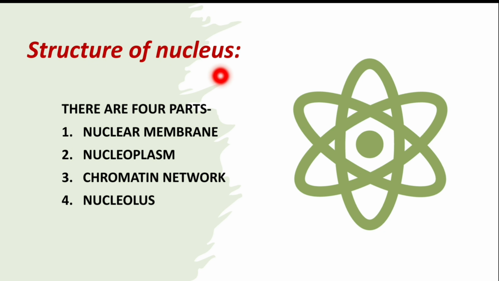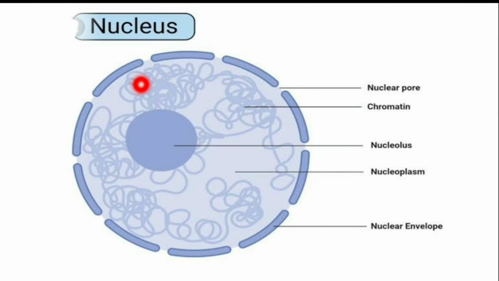Structure of nucleus. There are four parts in the nucleus: nuclear membrane, nucleoplasm, chromatin network, and nucleolus. But the nuclear membrane is absent in prokaryotic cell. If we see these parts in a diagram, then it will be clear for you. See, this is the diagram of a nucleus.